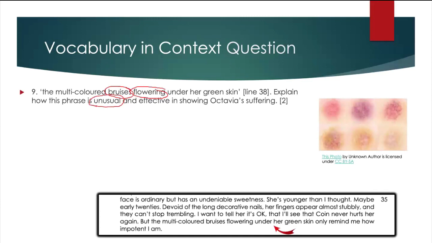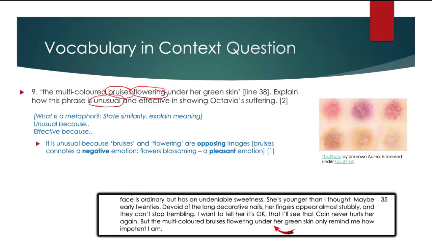Okay. But at the same time, it's effective in showing how Octavia had many big and ugly bruises. Okay, let's look at your first sentence itself. So you can see over here, it is unusual because bruises and flowering are opposing images, right? Yeah. The bruises convey a negative emotion. Flowers blossoming convey a pleasant or positive emotion.